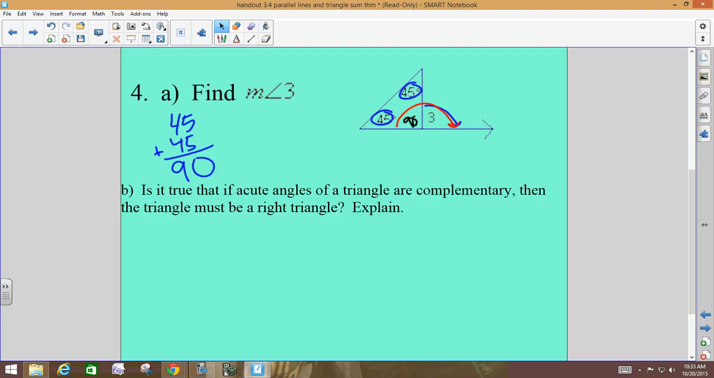There's a second part to B, or to 4, part B. It says, is it true that if acute angles of a triangle are complementary, then the triangle must be a right triangle?